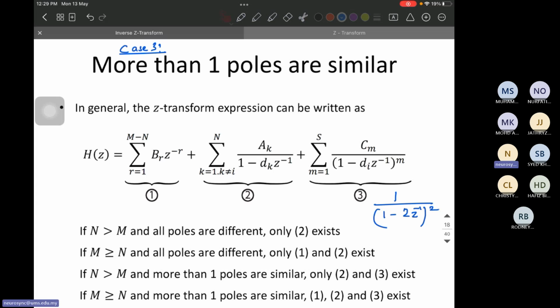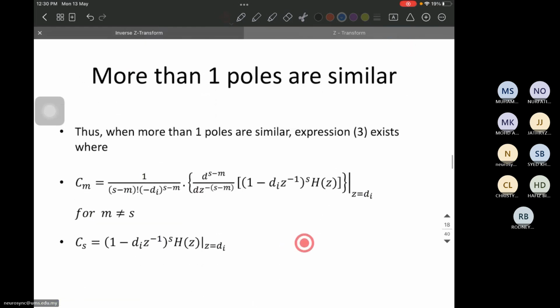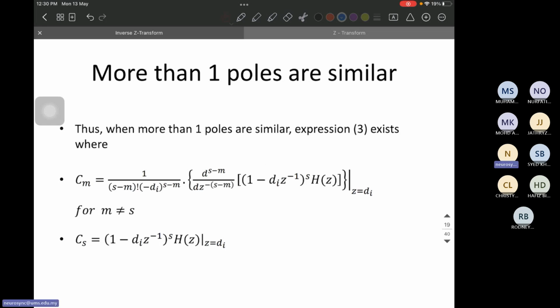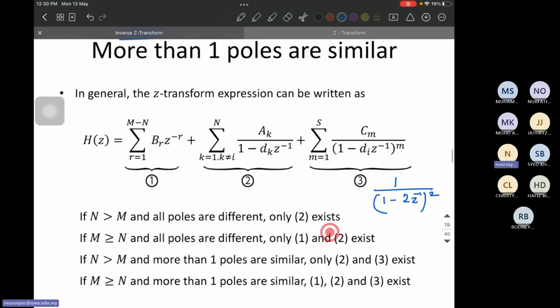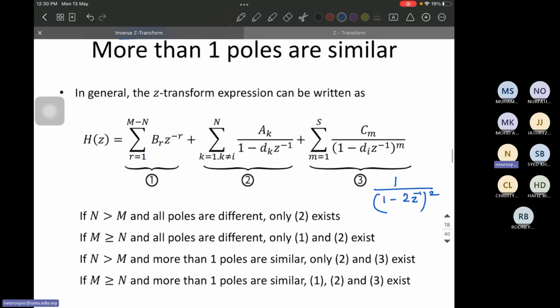This form exists means what? When you solve H of z, you will get only this form. Now the case where m is greater than or equal to n and the multiple poles are at the same location in the system, then 1, 2, and 3 will exist. In that case, when we have multiple poles at the same location, you will get this type of polynomial.